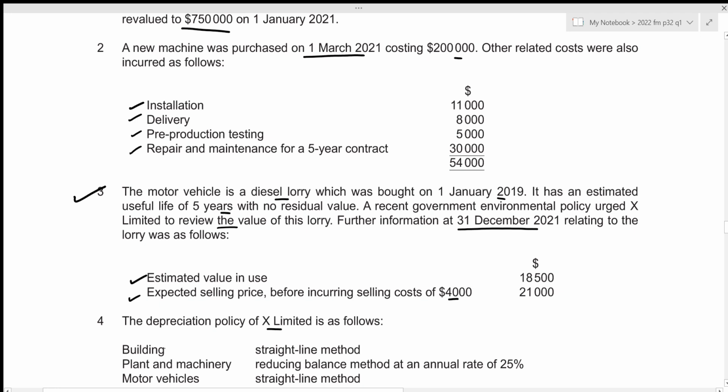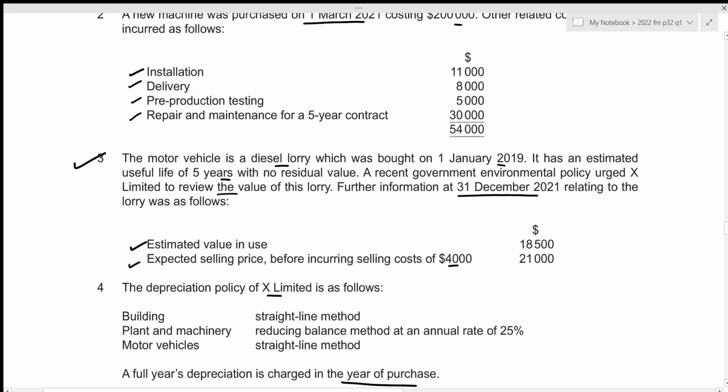We're also given that the depreciation policy for motor vehicle is the straight line method, which means that the depreciation charge per year is going to remain the same for each year, and that is just going to be our cost minus our residual value divided by estimated useful life. Alright, then a recent government environmental policy urged X Limited to review the value of this lorry, and further information at 31st December 2021 relating to the lorry was as follows. We are given the estimated value in use and the estimated selling price before incurring selling cost of 4,000. So the very first thing that we need to figure out in cases of impairment would be the carrying amount. And carrying amount, I'm just going to write it down.